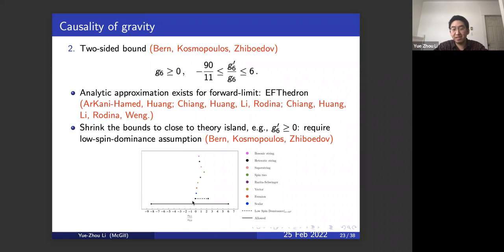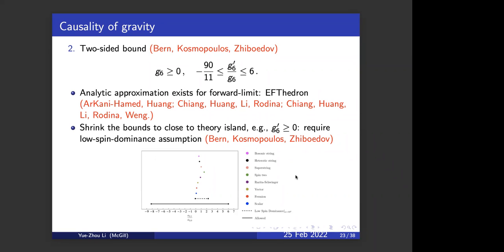For example, it's very obvious that G6 prime must actually also be positive. They can do this if they make an additional assumption, a low spin dominance assumption. That means they assume the spectral density at high spin is smaller than the spectral density at low spin.